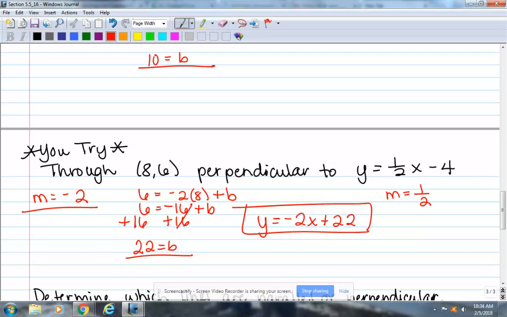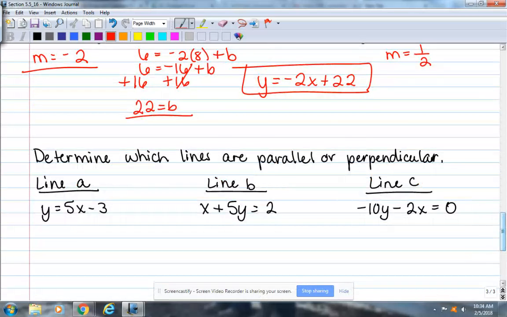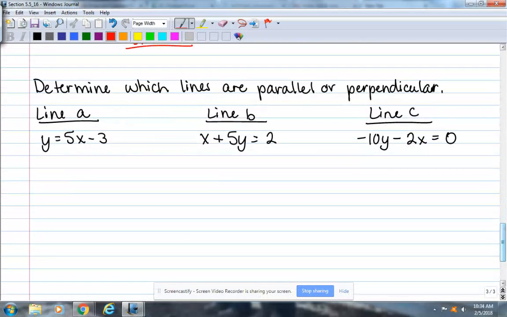So the last thing we're going to do in this lesson is compare two different lines, or three lines. And we're going to see if any of them are parallel to each other or perpendicular to each other. So they give us three equations of three different lines. And we have to say if any of them are parallel to each other or perpendicular to each other.